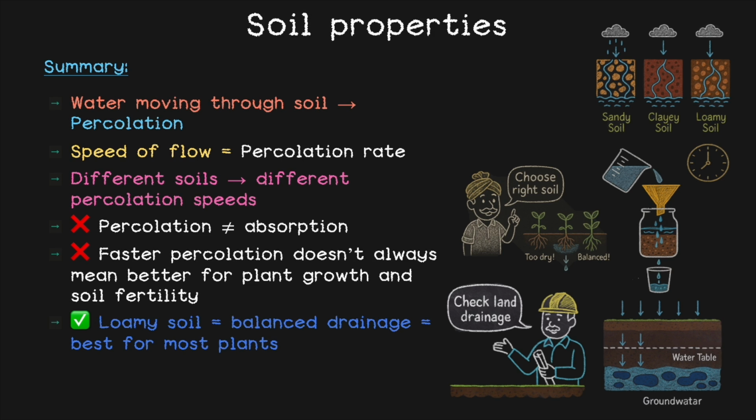Loamy soil is ideal for most plants since it provides balanced drainage. And we also saw how percolation helps us understand the life of soil and how it would interact and engage with other life, whether it would help them grow, and if yes, then how.